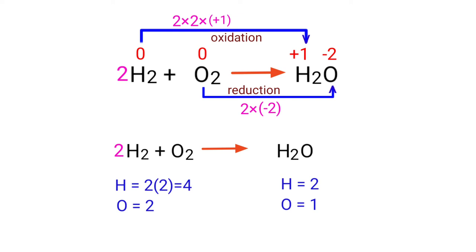To balance the chemical equation, we need to make use of coefficients. A coefficient is a number that we place in front of a chemical formula. In this equation, we need to balance the hydrogen and oxygen atoms. To do this, we need to put a coefficient of 2 in front of H2O. The equation is now balanced. There are 4 hydrogen atoms and 2 oxygen atoms on both sides.